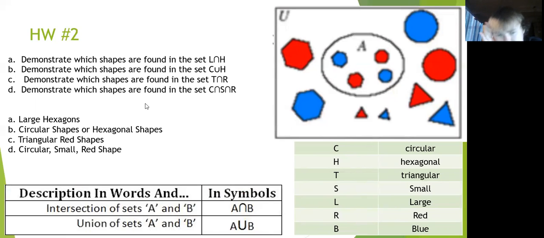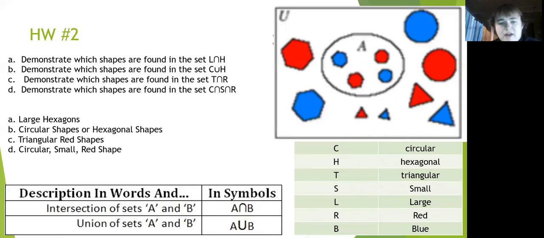Demonstrate which shapes are found in the set T intersects R. T is triangular, R is red. That means we're going to have an intersection, so we can only have those ones really. It'd be triangular red shapes. So we have a triangular red shape here. We have one here. This one's small, this one's large, but they are still classified as T intersects R.